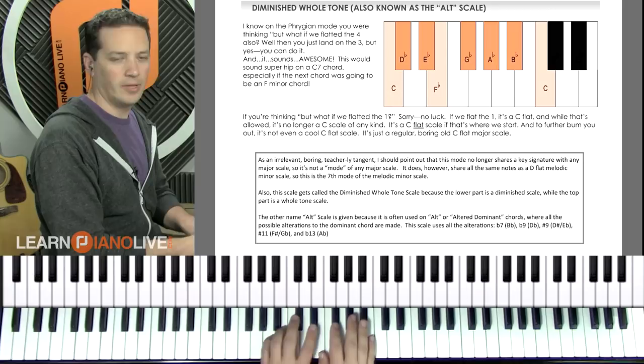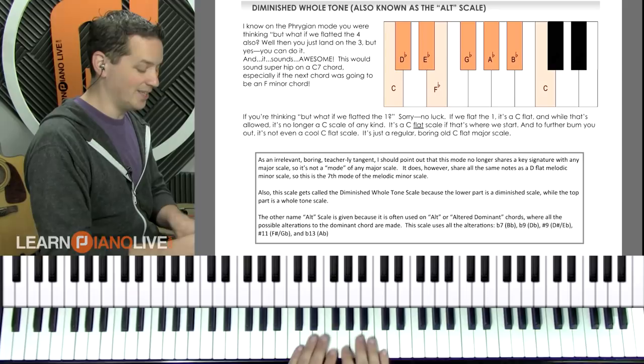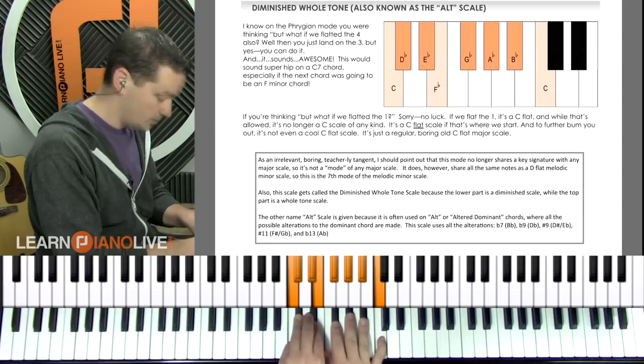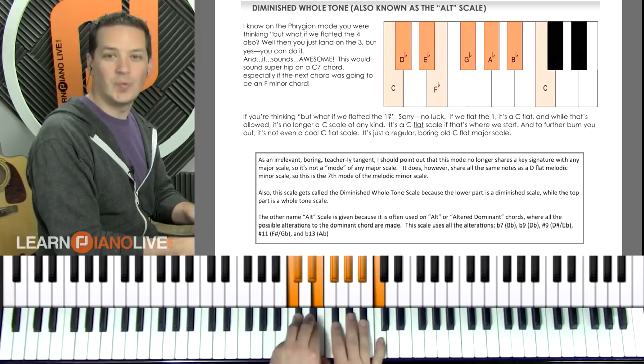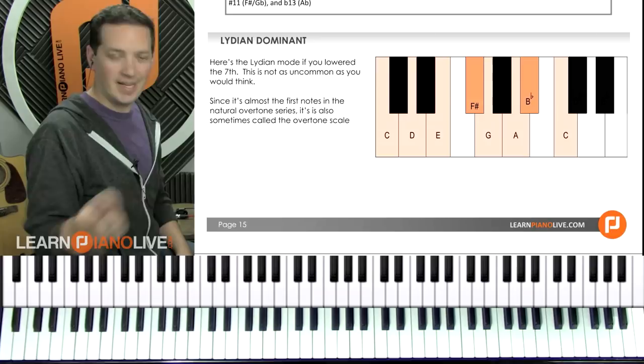Through and we go, oh, that's right, that was just plain and boring. So the diminished whole tone scale really is taking every one of the notes possible. We're lowering every single note, and there's nothing left to be altered unless we alter one of the other modes. Like, what if we took the Lydian mode and we just flatted the seven of that?